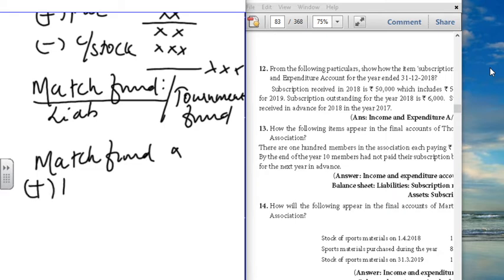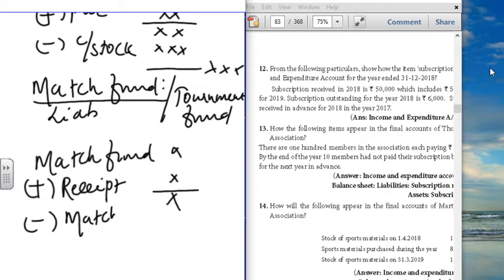add your receipts, next minus your expenses, that is match fund expenses. If there is anything, you have to minus it. This is the method. The same thing you are going to follow for the tournament fund also. Donation received for tournament fund also must be added.